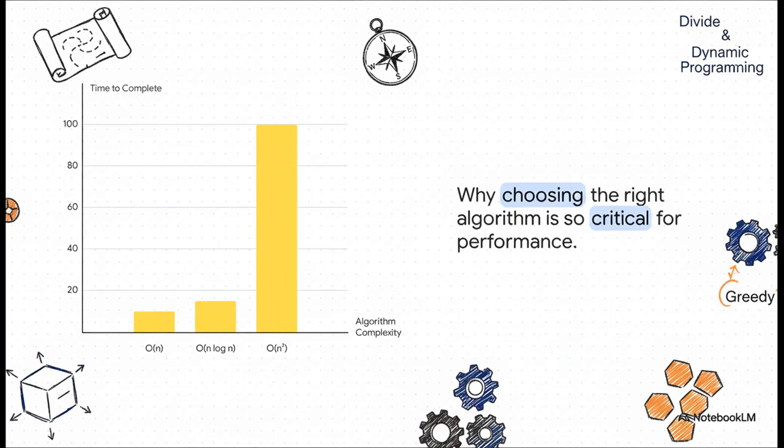And this chart right here shows you exactly why this matters so much. Just look at the difference. O of n scales nicely in a straight line. O of n log n is also really good. But that O of n squared line, whoa. As the input n gets bigger, the time it takes just explodes. This visual makes it crystal clear that choosing the right approach is absolutely critical.